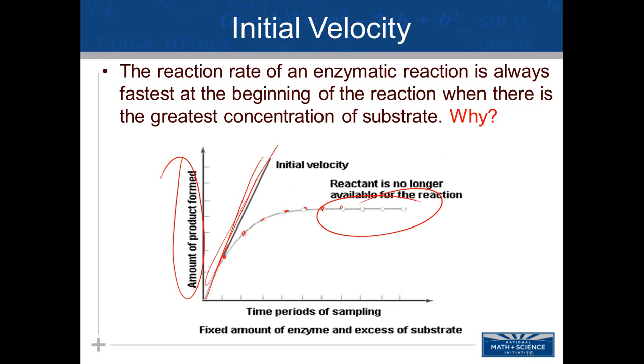Well, at the beginning, there is lots of substrate around. And so the likelihood that an enzyme and a substrate will make contact and the reaction takes place is quite high. But as the reaction proceeds, more and more product is formed. As more and more product is formed, then you decrease the likelihood that the enzyme is going to interact with a substrate. So the reaction rate is going to be fastest at the very beginning, and we call that the initial velocity.